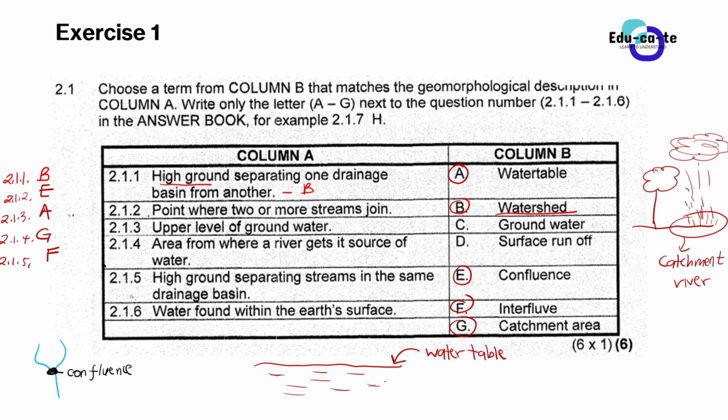But basically, the interfluve is just that higher ground that separates two streams from one another. For example, this is one stream, this is another stream. So the higher ground between them is known as an interfluve. So differentiate that from a watershed. A watershed separates two rivers or two drainage basins, whereas an interfluve separates the streams in the same drainage basin. That's the difference. Then 2.1.6, the last one here.